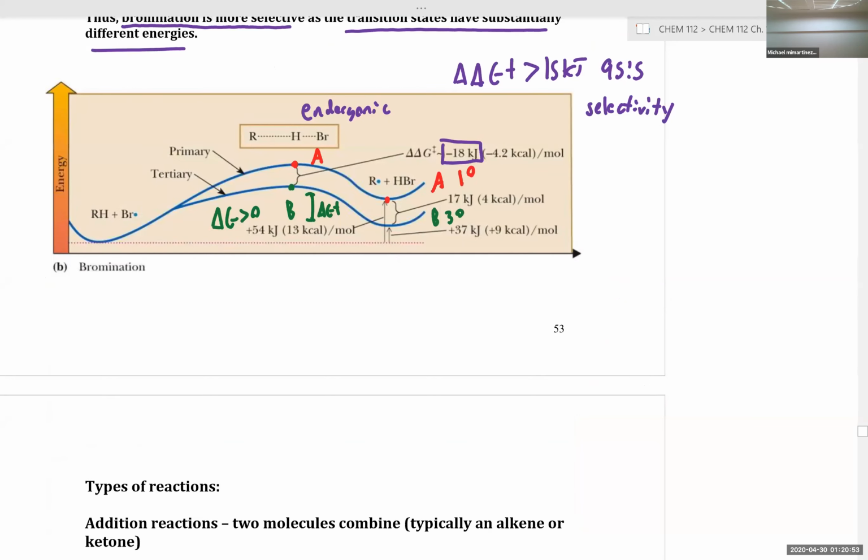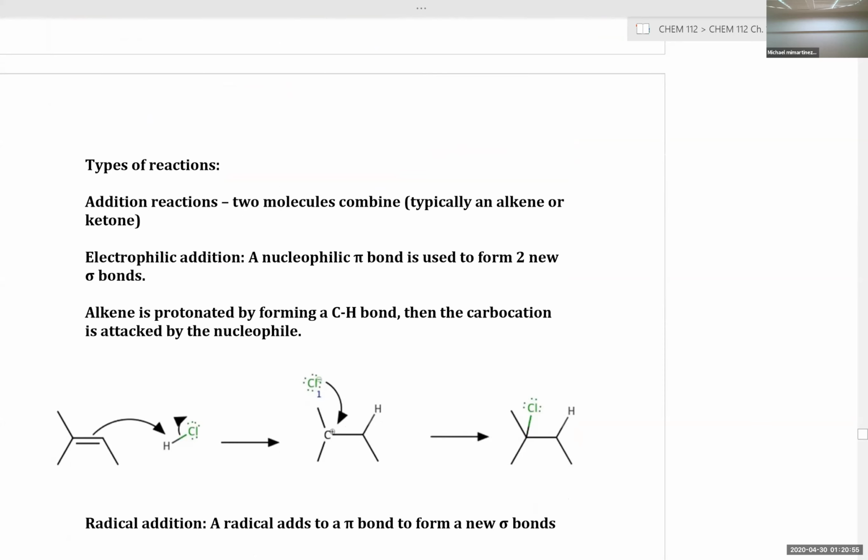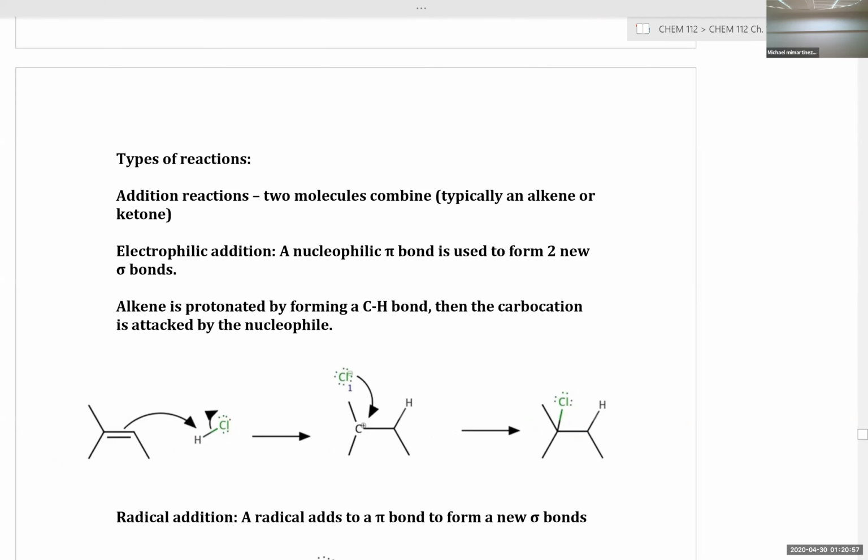Okay, well then let's keep going then. So what we're next going to do is we're going to look at different types of reactions. And we're going to focus on drawing arrow pushing mechanisms for different types of reactions. So the first type of reaction is an addition reaction, where two molecules combine, typically an alkene or a ketone. In electrophilic addition, a nucleophilic pi bond is used to form two new sigma bonds.